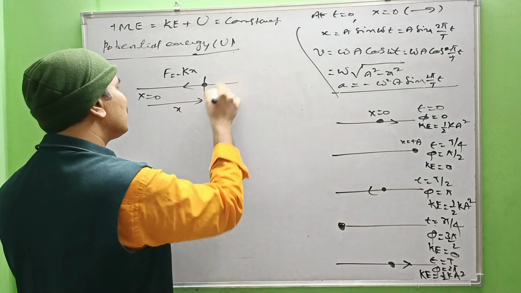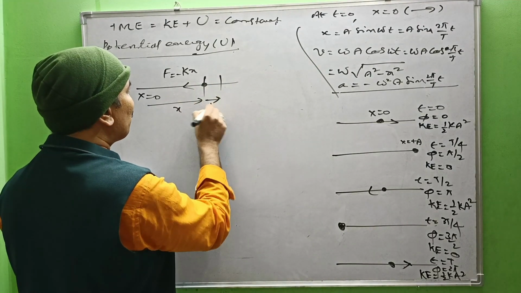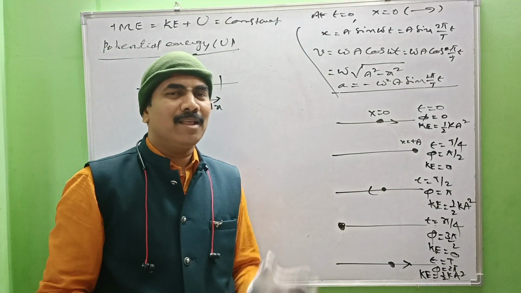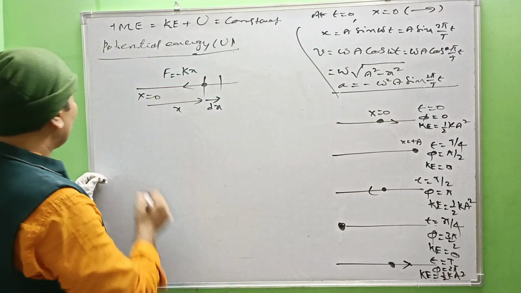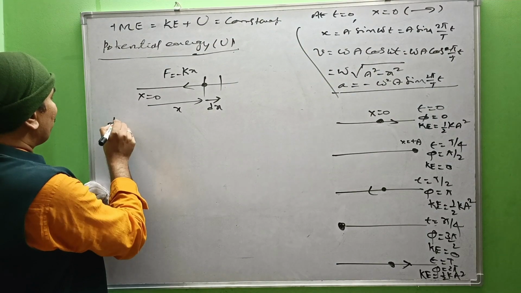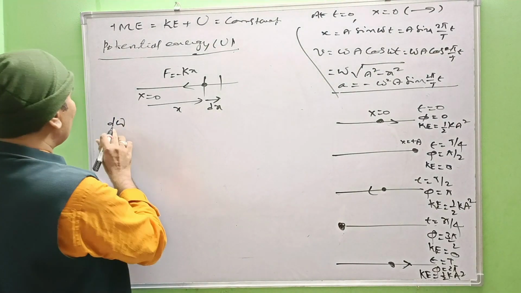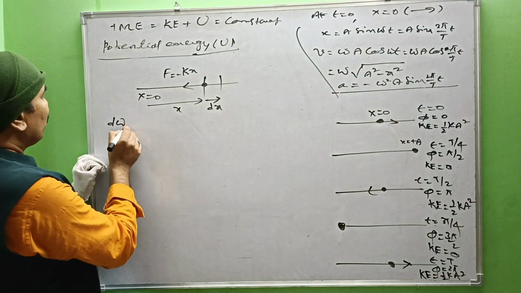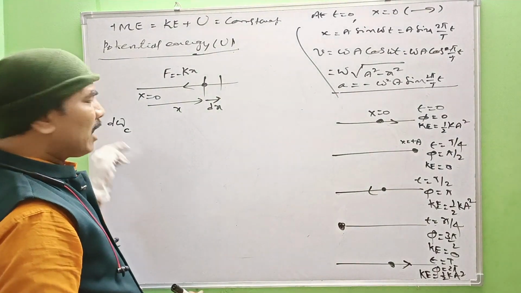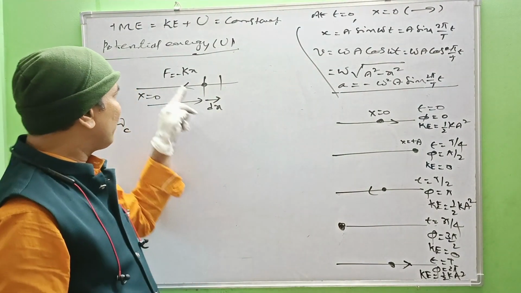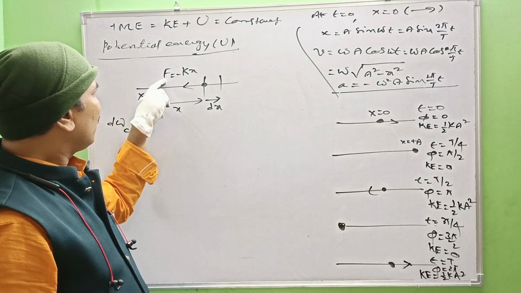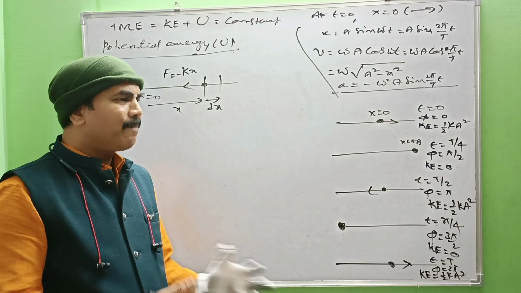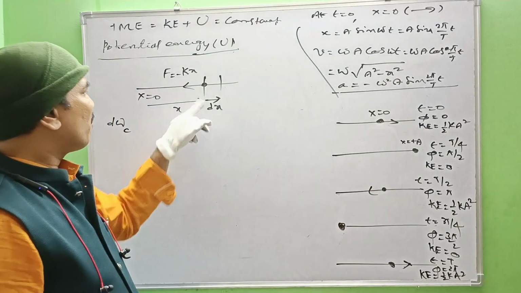If at all it is further displaced through a small amount dx, this restoring force does some work on the particle. What is that work? Work done by that restoring force for the small displacement, taking the differential form, that is dW, by a conservative force. Why is it a conservative force here? F is path independent. It doesn't depend upon the direction of motion.